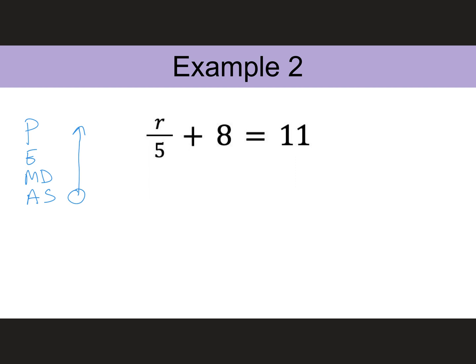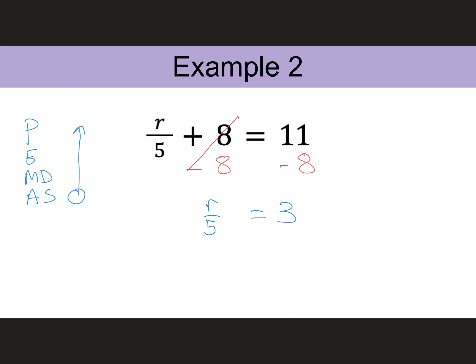So the first thing I'm going to deal with is that plus 8. So how do I get rid of that 8? Well, I just subtract 8 from it. 8 minus 8 equals 0. So that cancels out. And whatever I do to one side of the equation, I must also do to the other. So what am I left with? I'm left with r divided by 5 on the left side of the equation, and 11 minus 8 equals 3. So that was the first step.